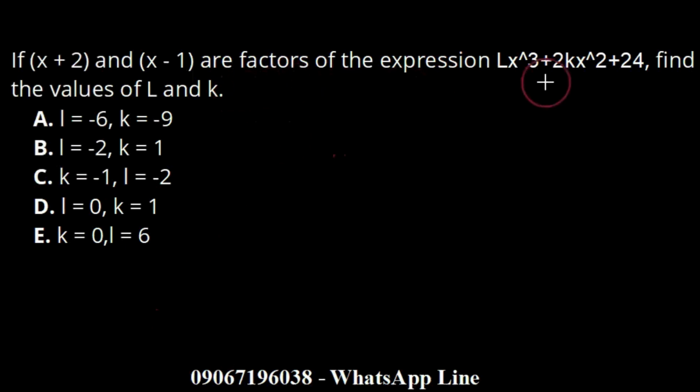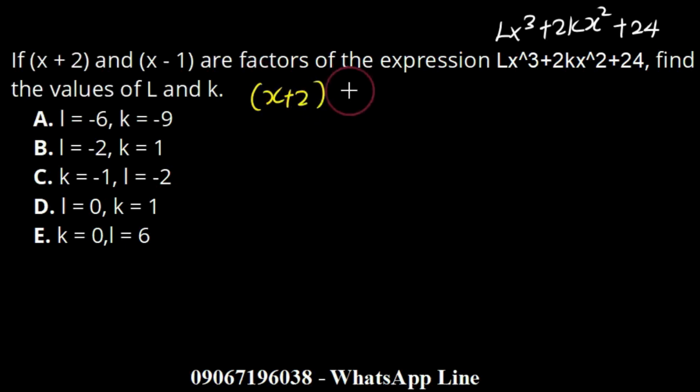So let's write this again. This expression is written as lx cubed plus 2kx squared and then plus 24. So this is what we have. Now, remember we were told that we have two factors: one is x plus 2, and we also have x minus 1 as a factor.